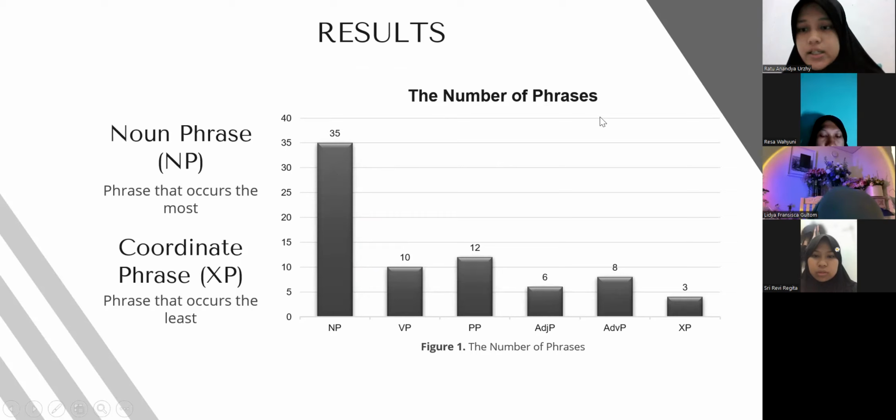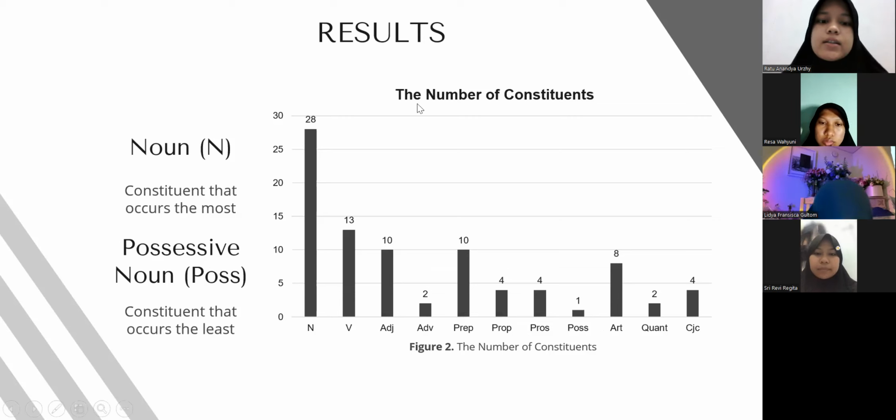Here is another result, a chart we made to show the number of phrases. From this chart, we can conclude that the noun phrase is the phrase that occurs the most, and the coordinate phrase occurs the least. The noun phrase occurs 35 times, and the coordinate phrase occurs three times in the text that we have analyzed. The next chart is the number of constituents. From this chart, we can conclude that noun is the constituent that occurs the most. It occurs 28 times. And then possessive noun, or post, occurs the least. Post occurs just one time in the text that we have analyzed.